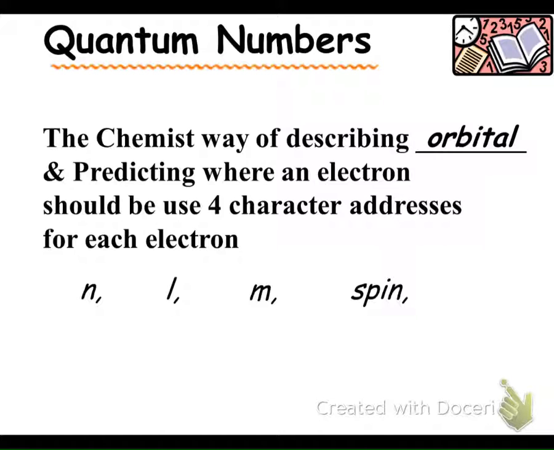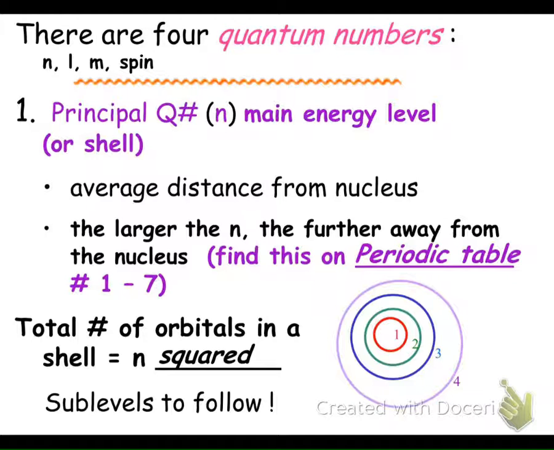Quantum numbers, the chemist's way of describing an orbital and predicting where an electron should be, have a 4-character address, and we'll call all 4 of these our quantum numbers, and we'll define them further in just a minute: N, L, M, and spin. It's like talking about an address. N is our city, L is our street, M is maybe the apartment building, and spin is the apartment number. So maybe we're living in the same apartment building, and this is apartment A, and another spin could be apartment B. I'll build on that when we talk further about some more rules in this unit. So again, there are 4 quantum numbers, N, L, M, and spin.